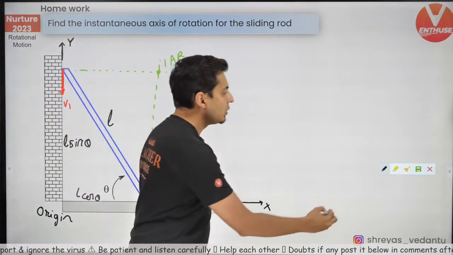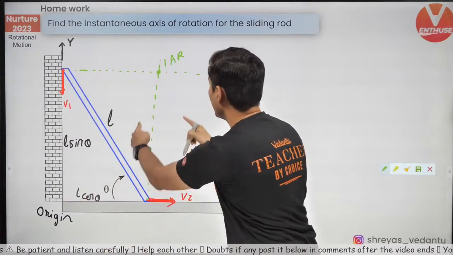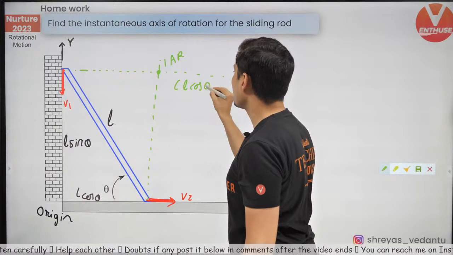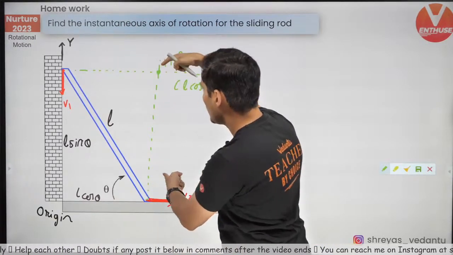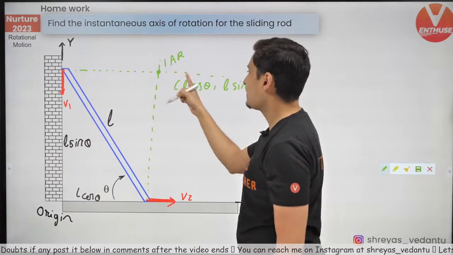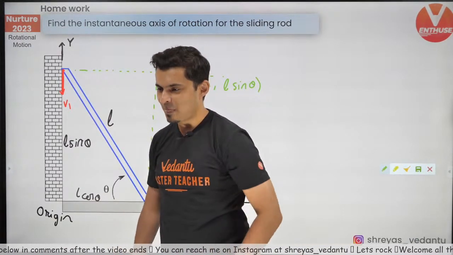So this point over here, what will be the coordinates? The x coordinate of this point will be L cos theta, and the y coordinate will be nothing but L sin theta. So those are the coordinates of the instantaneous axis of rotation.